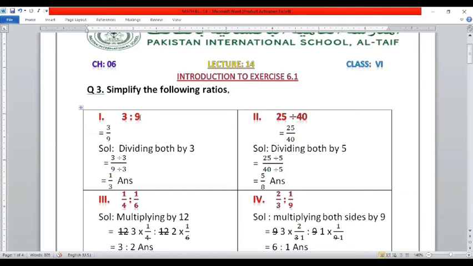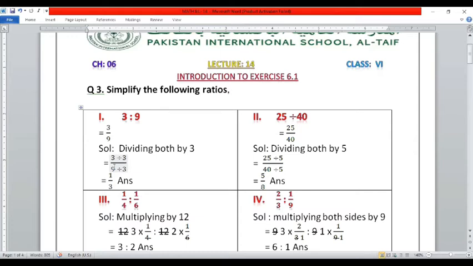Part number 1, 3 ratio 9. I have written 3 over 9 in fraction form. It is also not necessary, we can do the cancellation here also, but for your information I want to show how the division is taken. In the solution, I have mentioned dividing both sides by 3. 3 can divide 3 one time. Similarly, 9 can be divided by 3 three times. The numerator 3 can be divided by 3, and similarly 9 can be divided by 3.